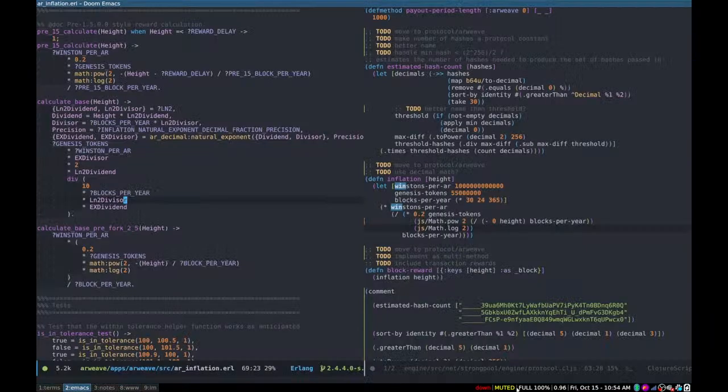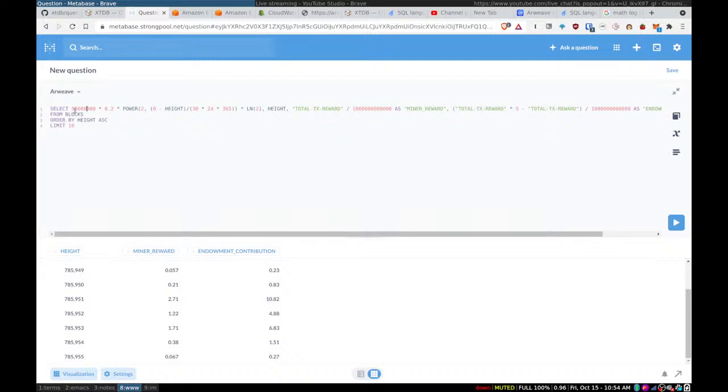Divide that whole thing by the blocks per year. Okay, let's see. I know roughly what this number should be, so I think it'll be clear quickly if I got this right. Hopefully there's no syntax errors. No. Okay, let's see. Let's just take this.